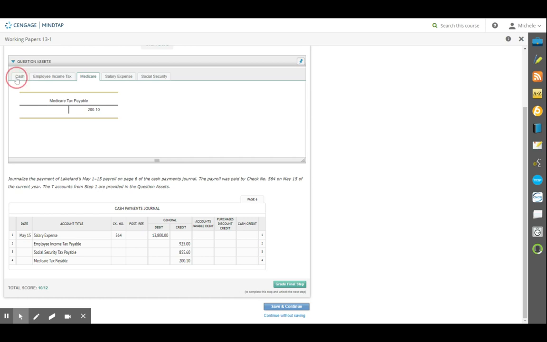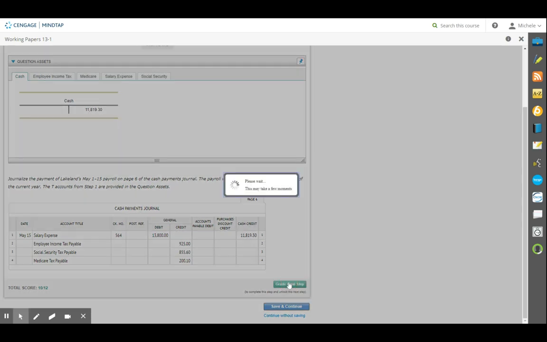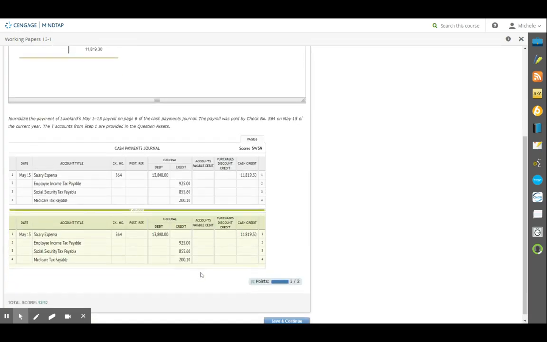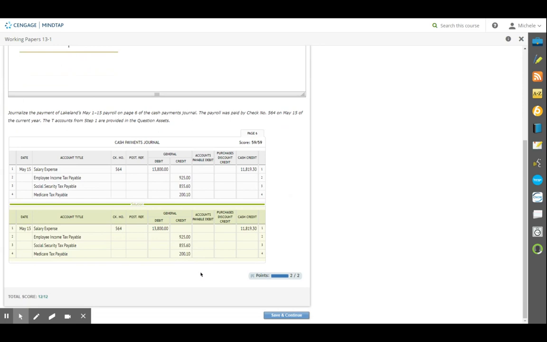We didn't do cash. So if we go over here to cash, it was a cash credit. And remember, your cash credit has a column. So it's going to go here, $11,819.30. So let's go ahead and grade the final step and see how we did on this one. And it looks like we got everything correct.